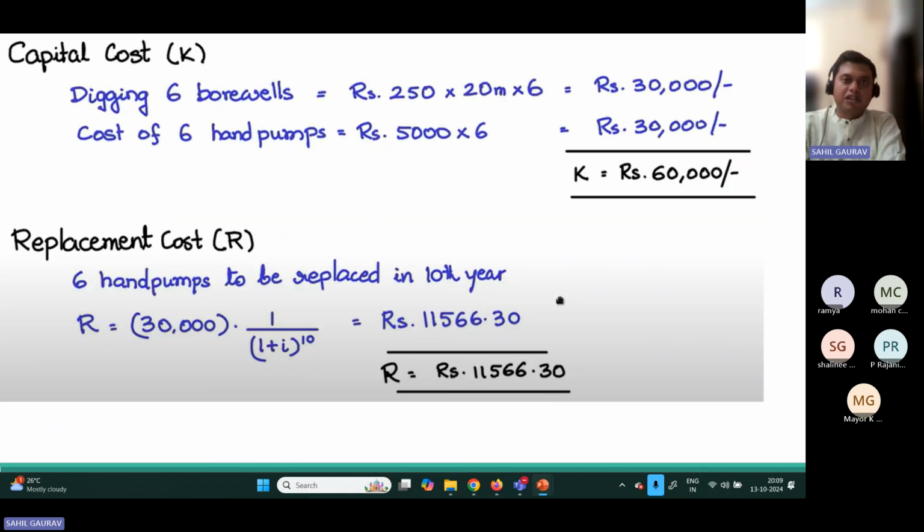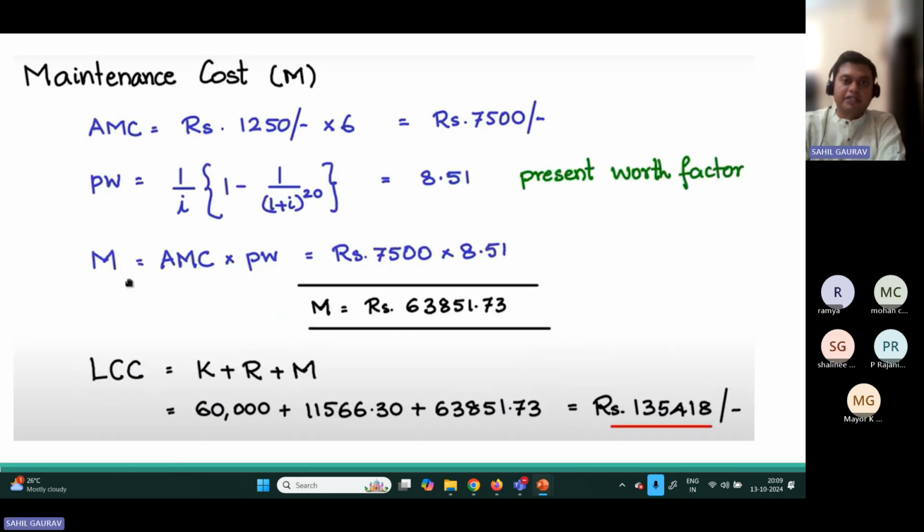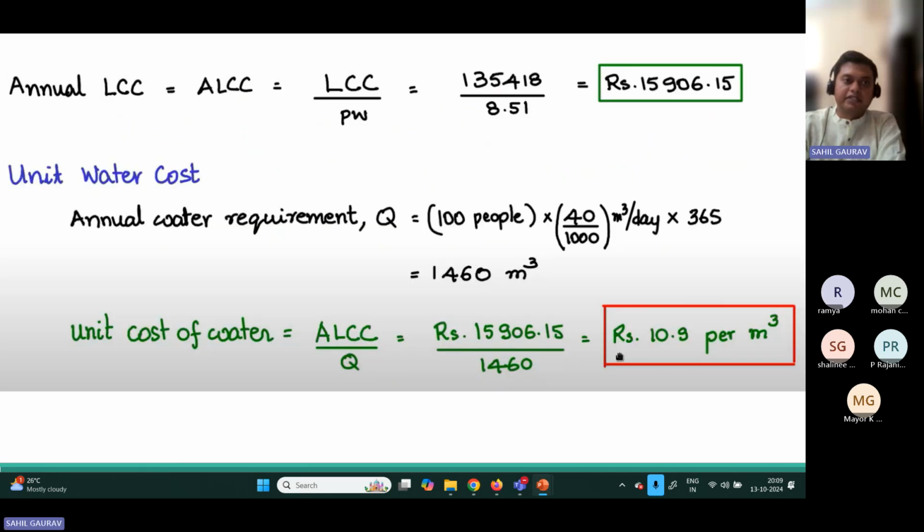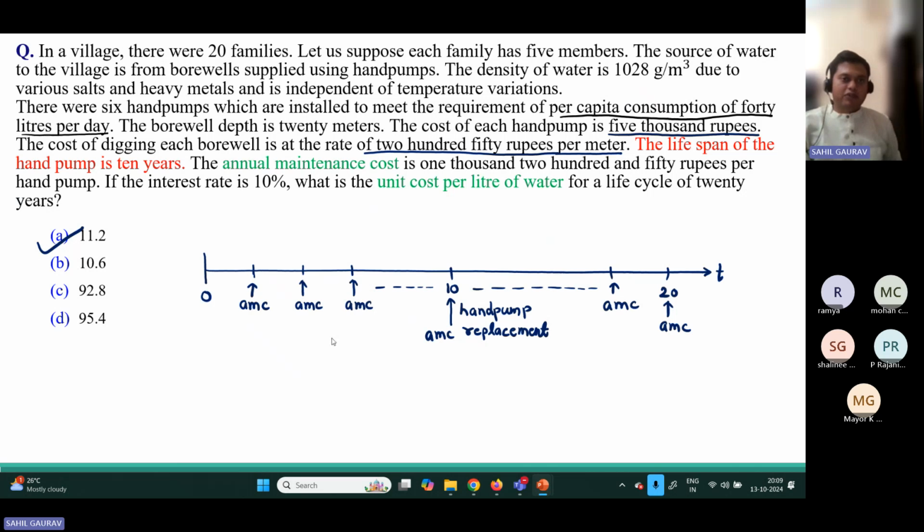Start from the capital cost, how you can calculate the capital cost. So capital cost is digging of 6 bore wells plus the cost of 6 hand pumps, and the replacement cost is calculated in this way, and then the maintenance cost, then LCC, annual LCC, and we have one problem based on this also.